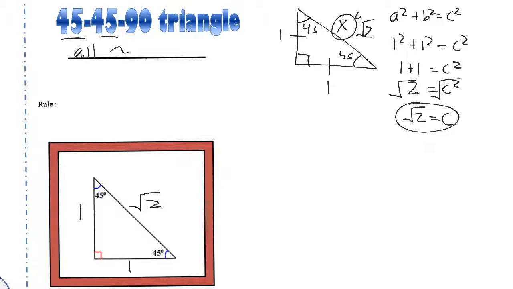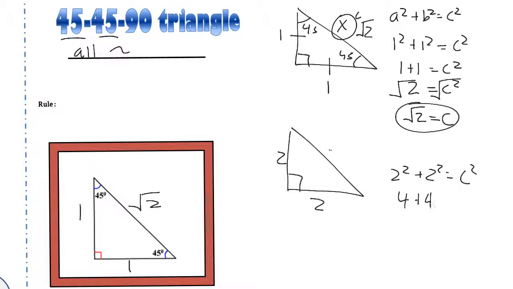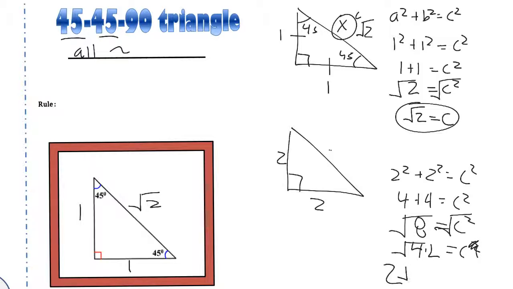And then every single isosceles right triangle follows the same pattern. So if I had a bigger triangle that was 2 and 2, I could figure out this missing side by doing 2 squared plus 2 squared equals c squared. So that's 4 plus 4 equals c squared. Square root both sides, and I get the square root of 4 times 2. I want to break this down. So c equals 2 radical 2.